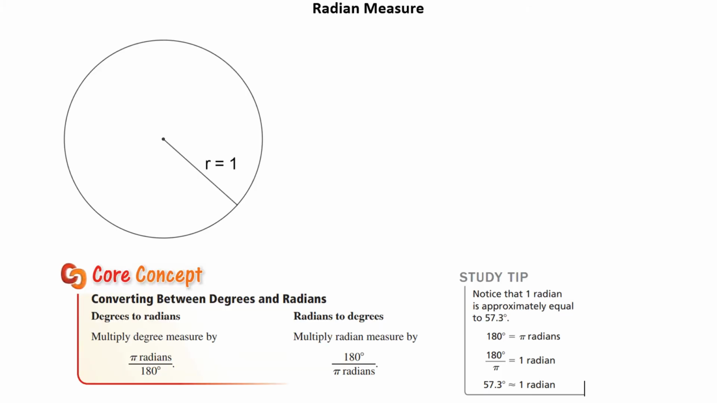Now we're going to be introduced to a new unit of measure called radian measure to help us measure angles. We start off by looking at a circle, and let's say for this circle the radius is equal to 1. Do you remember the circumference of a circle? The formula equals pi times the diameter, or 2 pi r. But let's just say pi times the diameter for a second. If the radius equals 1, then the diameter equals 2, and the circumference would be pi times the diameter, so 2 pi.